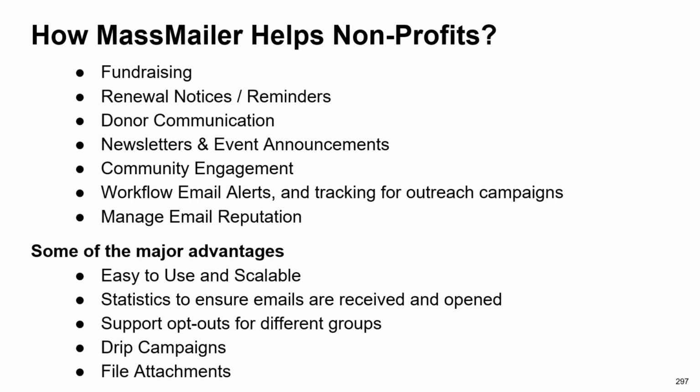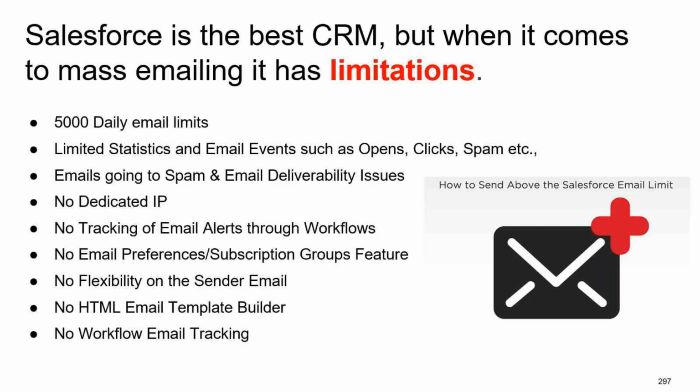We provide a lot of statistics. We can support the opt-ins and opt-outs for different groups. This has become a very popular feature, mainly because you can have different subscription groups set up. If somebody unsubscribes, they can just opt out of a particular group, and it doesn't knock them out of all the groups. So you have a lot more flexibility there in dealing with subscription groups. We also support drip campaigns and can do file attachments.